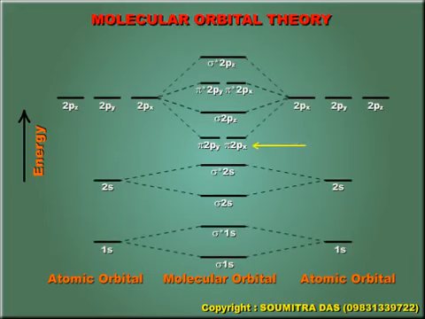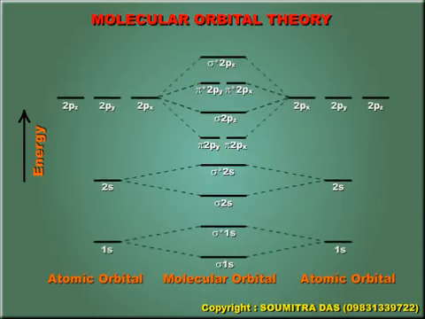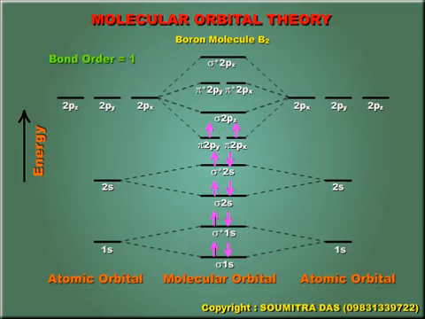Note that the pi 2px and pi 2py orbital energy is less than the sigma 2pz orbital for elements having atomic number less than 8. This is because of the small size of the nuclei, which is responsible for strong pi overlap. For boron, which has atomic number 5, the filling up of molecular orbitals is like this. The bond order is 1. Due to the presence of unpaired electrons, it is paramagnetic and is attracted by a magnetic field.